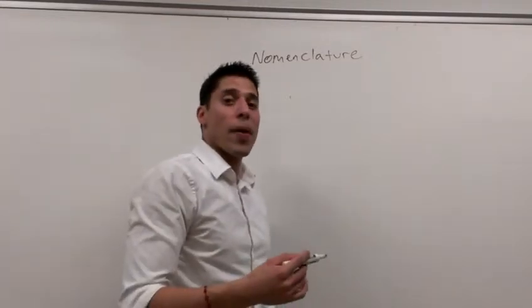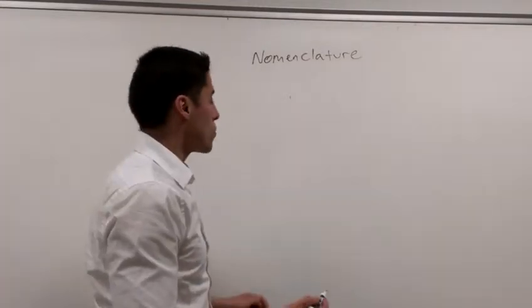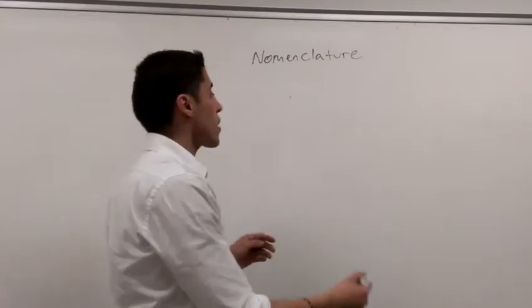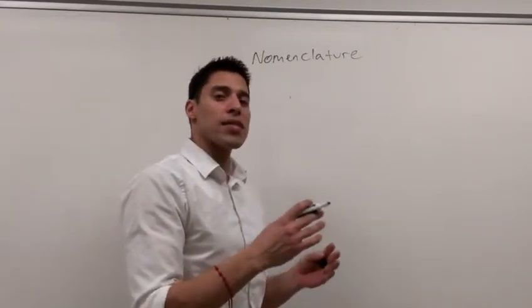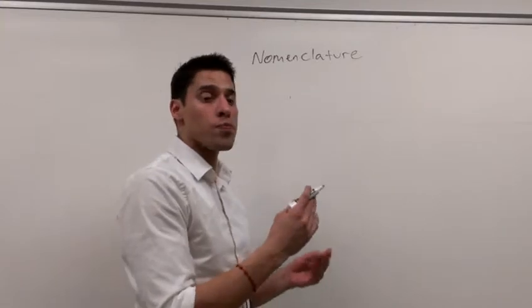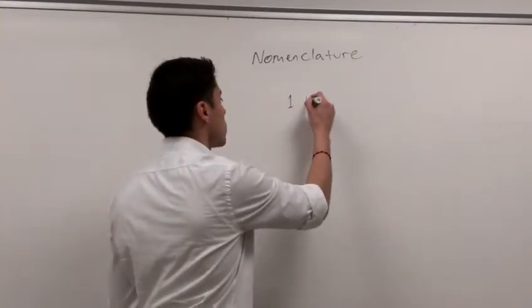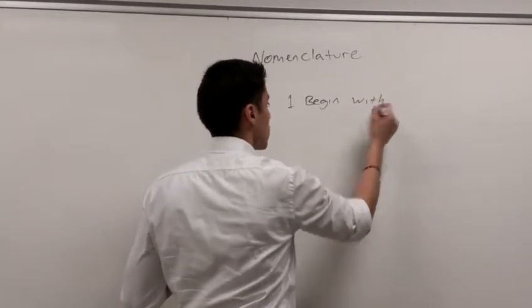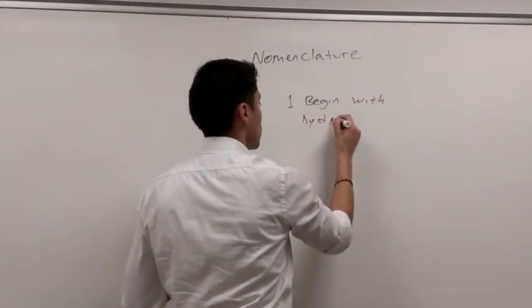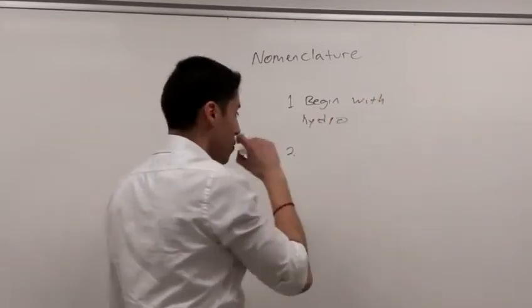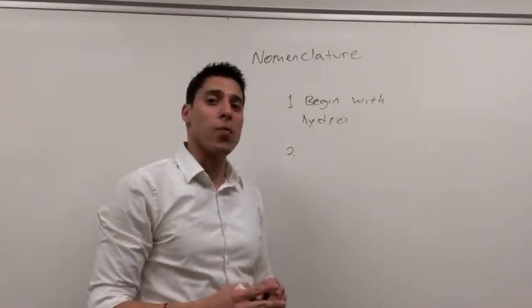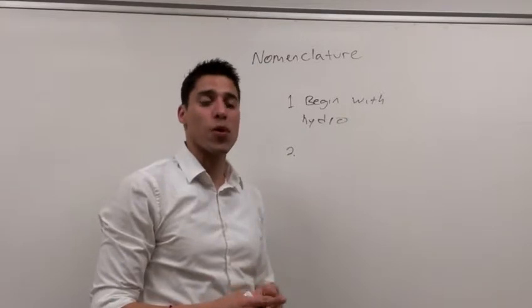So naming binary acids is very straightforward. There's only two rules you need to follow. The first one is the acid name always starts with hydro. That's the first rule. The second rule, the acid name is going to end with ic.